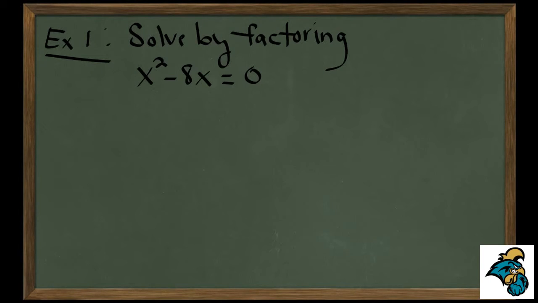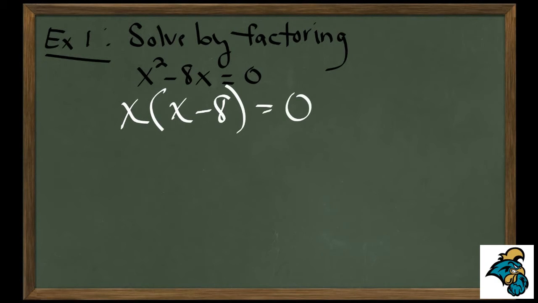Example 1. Solve by factoring. We have x squared minus 8x equals 0. To solve this, we have the equal 0 on the right-hand side, so perfect. Now we want to factor the left-hand side. To do that, remember you always want to look for a greatest common factor first. In this case, we have our two terms, x squared and minus 8x. When we look at those, the greatest common factor is an x. So I want to factor out an x, which leaves me with x minus 8.